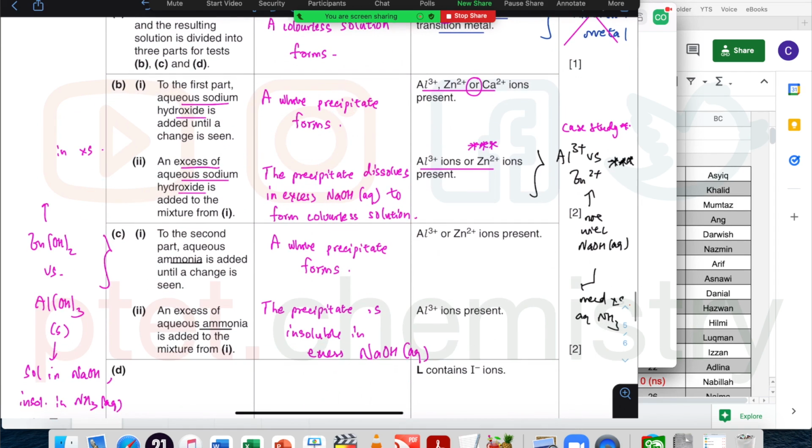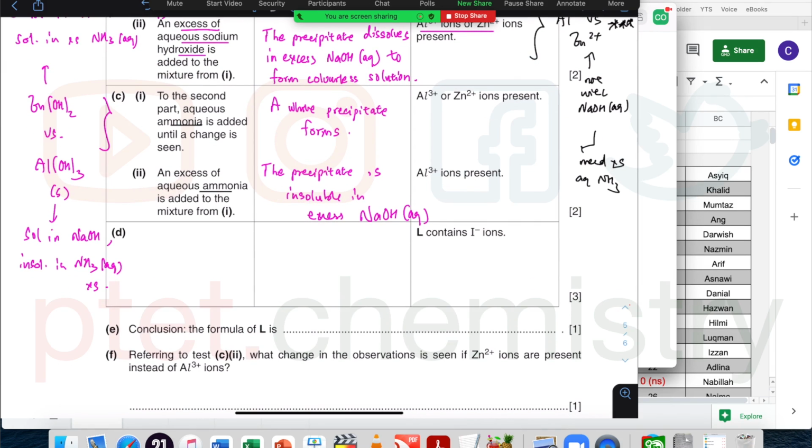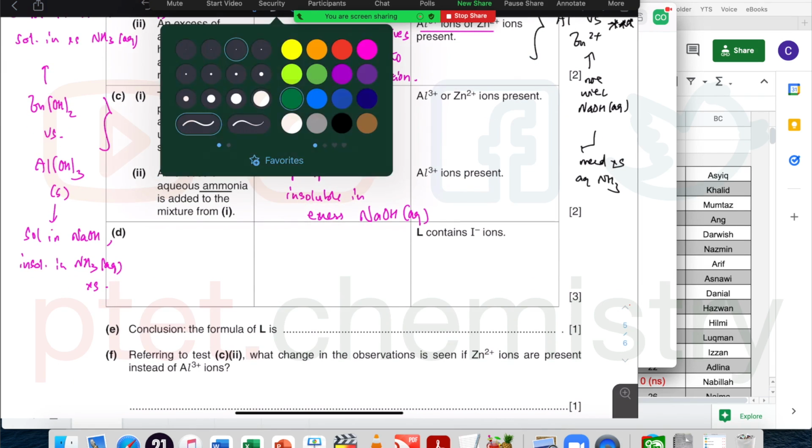Where am I? Soluble in excess, and then OH minus, and then this is also soluble in excess NH3 aqueous. Okay, so there's your different case study there. Now onto the other one, the test for halide, which I already mentioned.